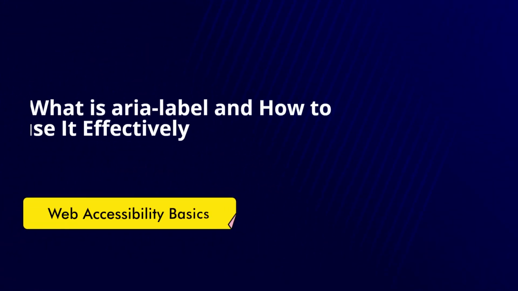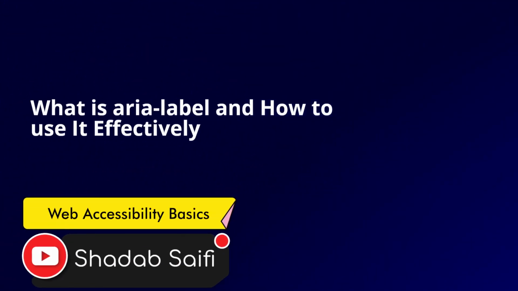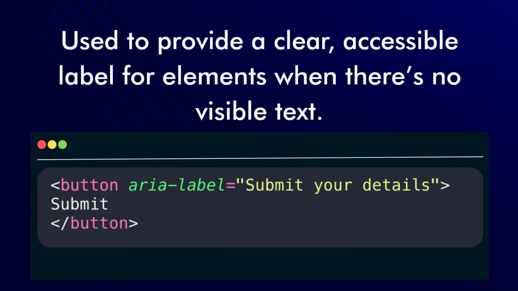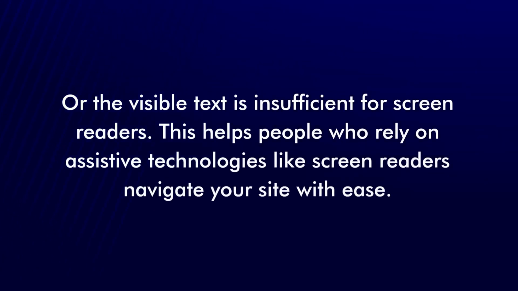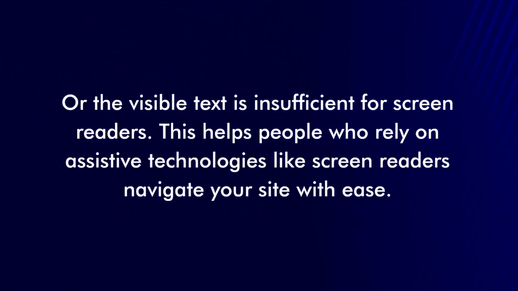What is aria-label and how to use it effectively? ARIA stands for Accessible Rich Internet Applications, and aria-label is part of this specification. It's used to provide a clear, accessible label for elements when there's no visible text, or the visible text is insufficient for screen readers. This helps people who rely on assistive technologies like screen readers navigate your site with ease.